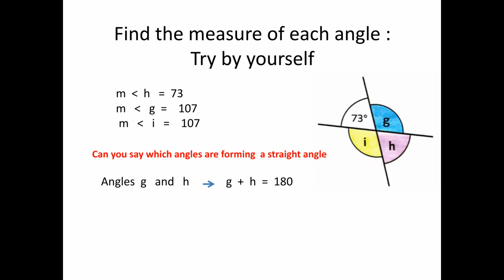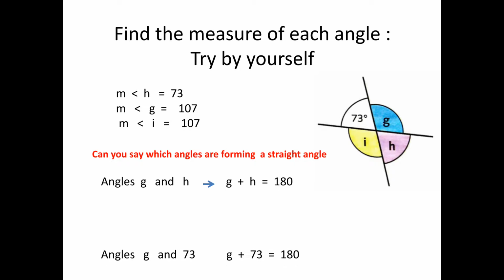G and H together. Look at G and H. They are on the same side of one of the lines. And take care, the straight angle is always formed by two angles that are next to each other. G and H are next to each other and they are on the same line, so they are forming a straight angle. So G and H together will give you 180.